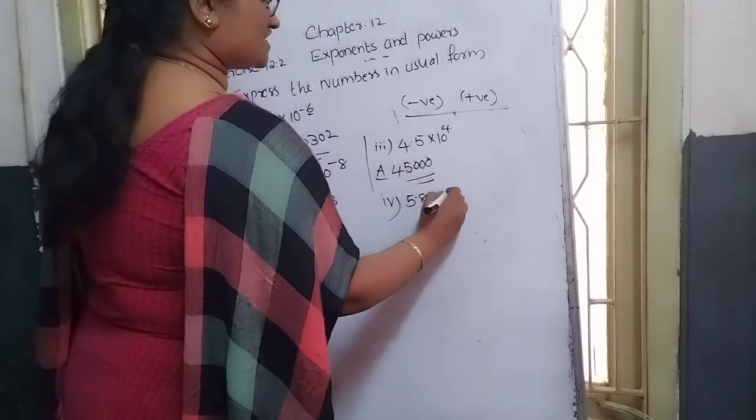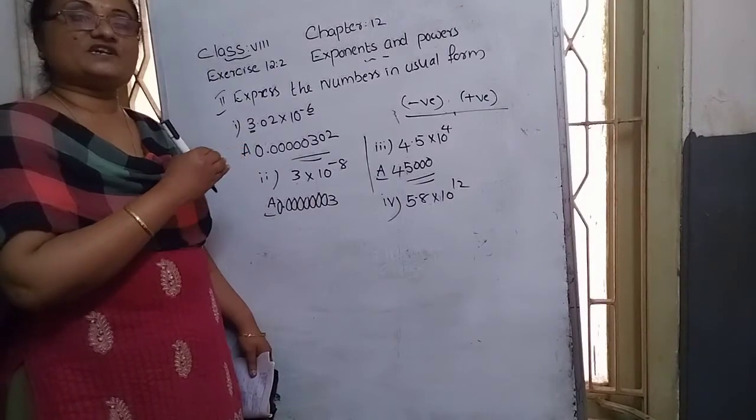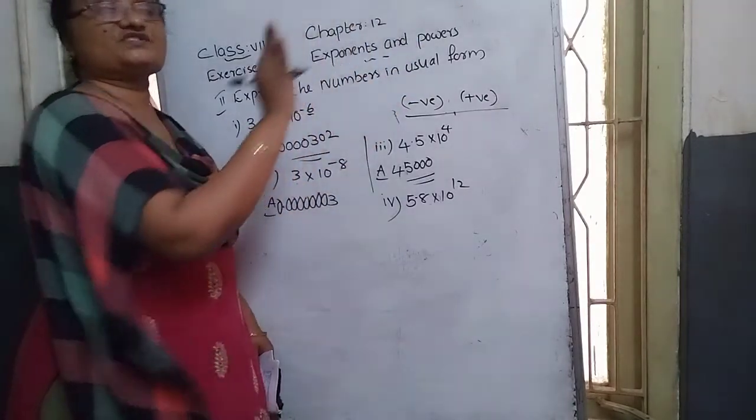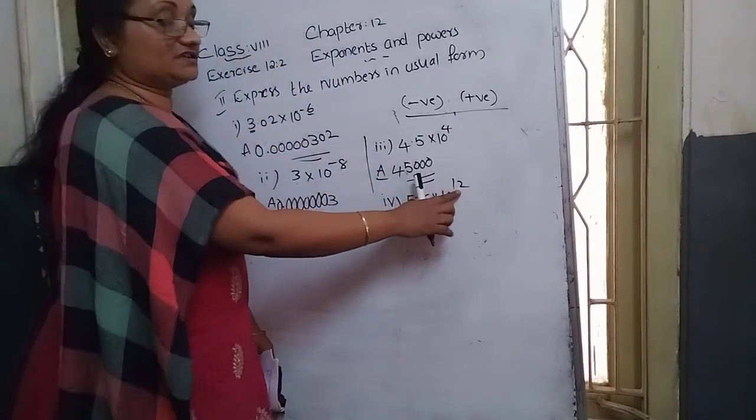5.8 into 10 power 12. Here also positive. In the positive case, which side does the decimal move? Positive always moves to the right side. That's why how many digits? 12 digits we require, since the raised power is 12.